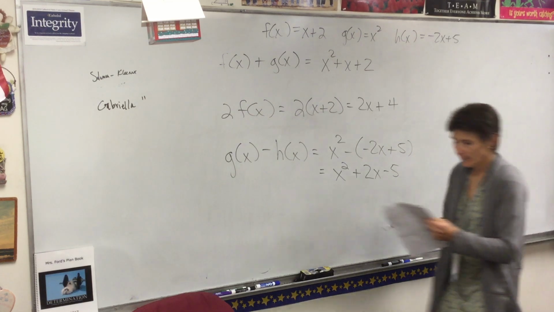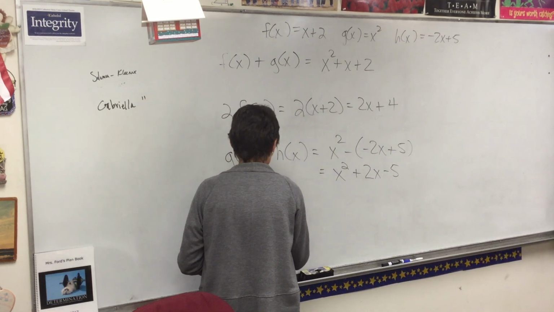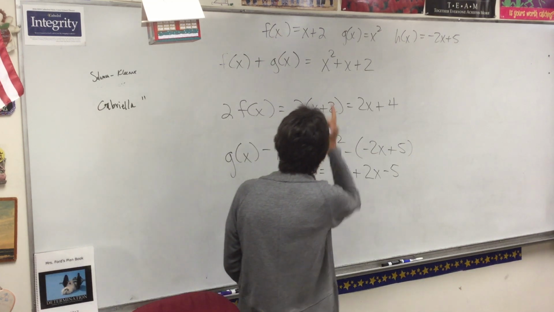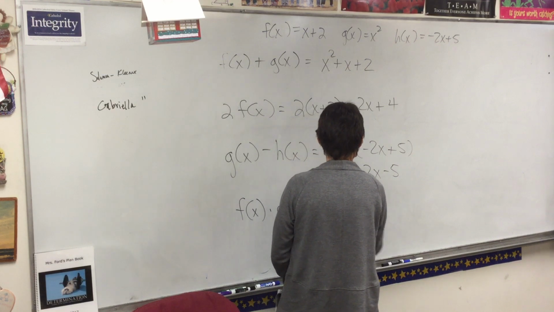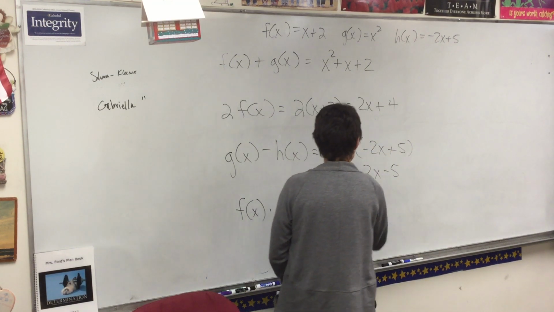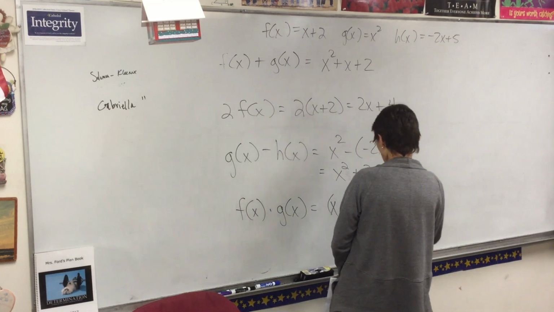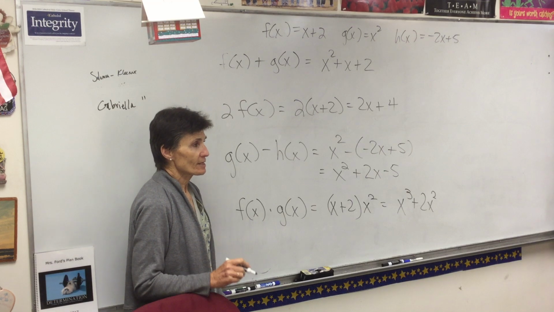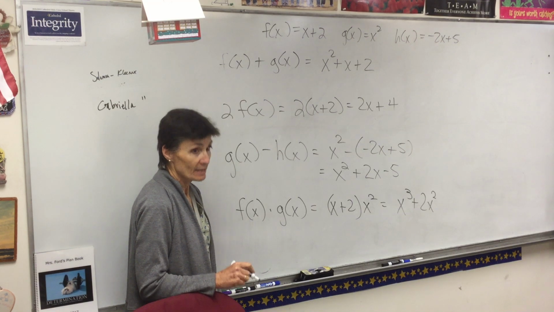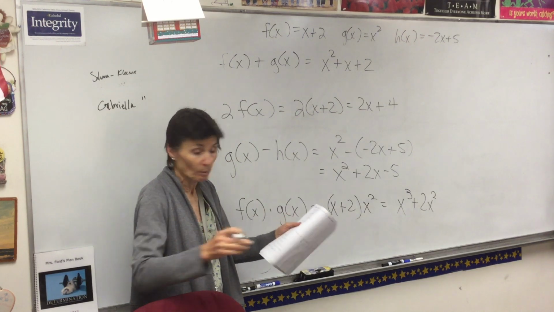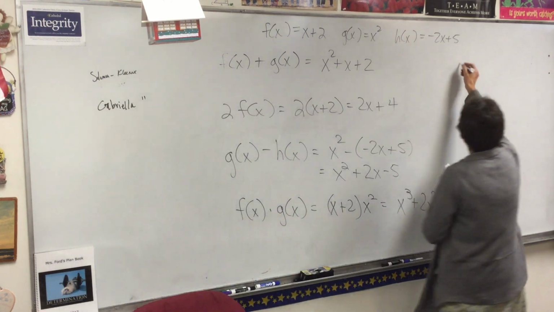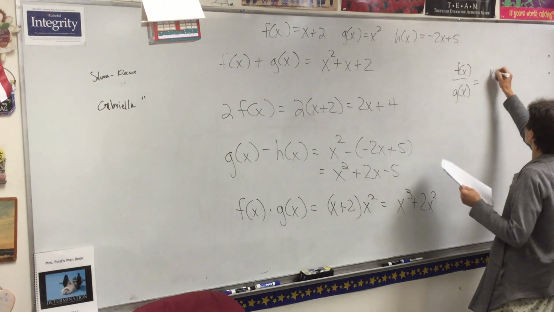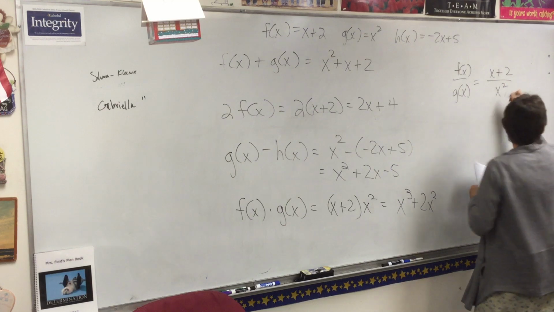D. What's going on in D? We're going to multiply them. So we take our f function and our g function, and then distribute. So that would be x cubed plus 2x squared. Okay, you're thinking to yourself, this must get harder. No, it doesn't. This is it. We're just adding, subtracting, multiplying, and now we're going to divide functions. So f of x over g of x would be x plus 2 over x squared.